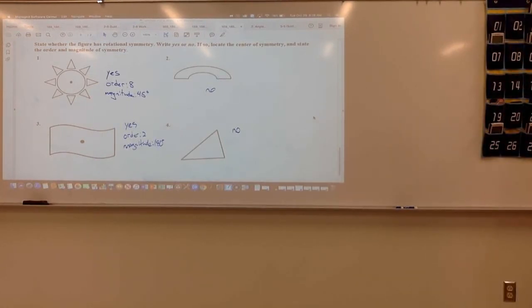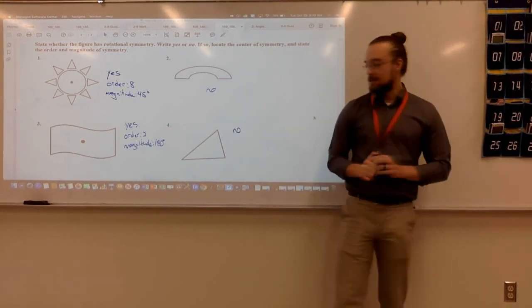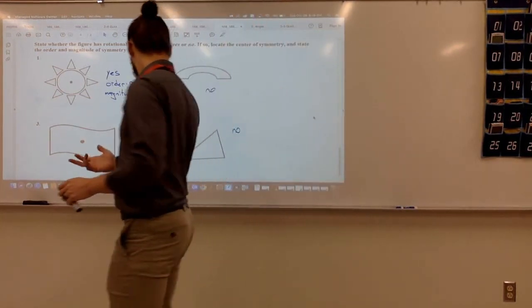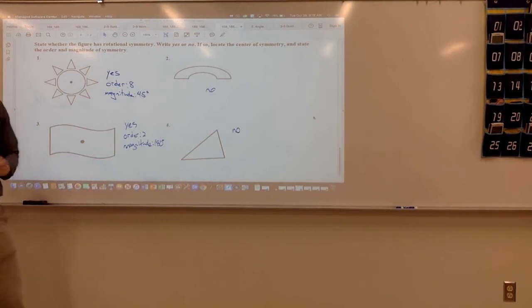What about line symmetry? Does this have line symmetry? I don't think it'll have line symmetry either. This looks like a scalene triangle. All 3 sides look like they're different lengths. So I don't think it's going to have any line symmetry either. Okay? Any questions?